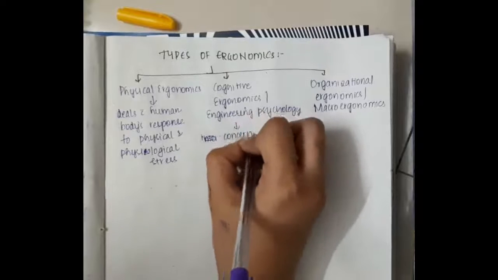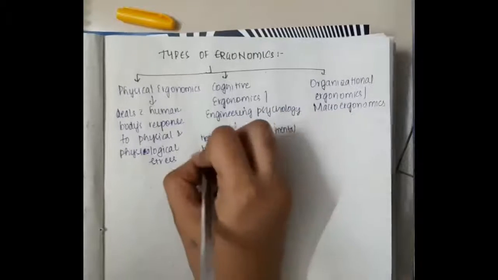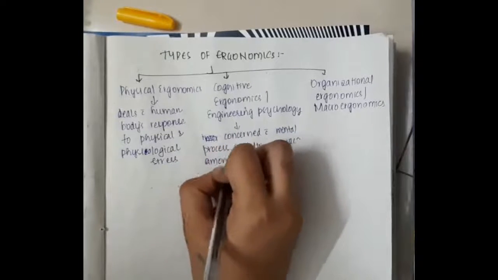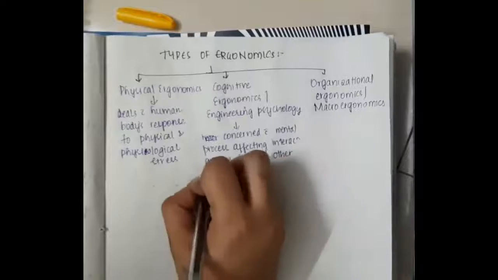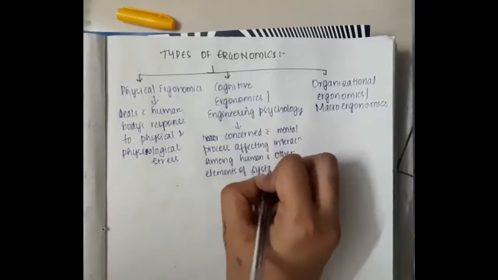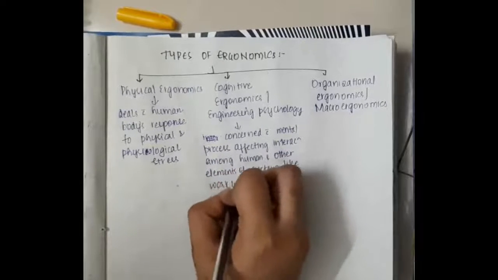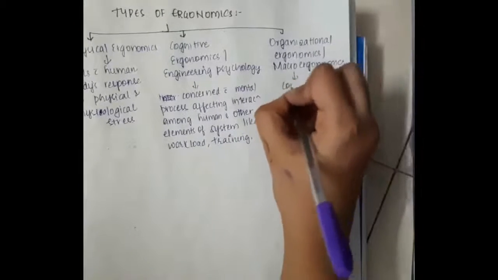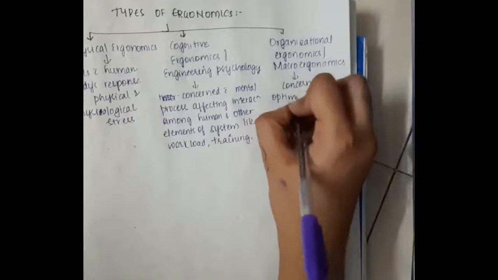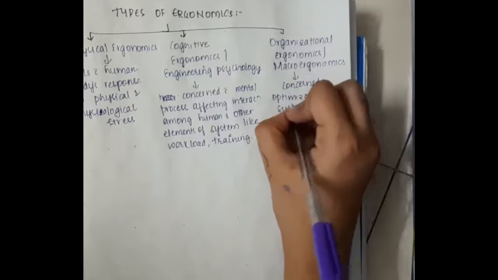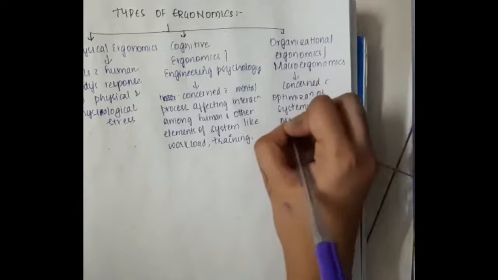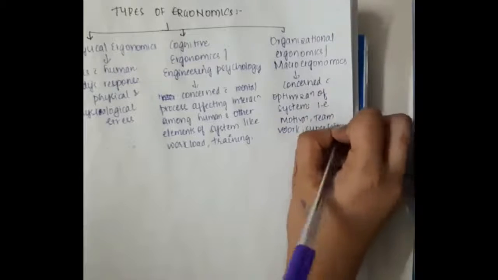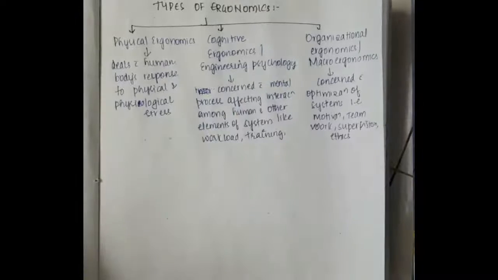Then we have cognitive ergonomics. It is concerned with cognition, that is intelligence. So it is concerned with mental processes affecting the interaction among humans and other elements of a system, like workload and training. We can say psychological issues come under engineering psychology. Then we have organizational ergonomics or macroergonomics, which is concerned with optimization of systems, that is motivation, teamwork, supervision and ethics.